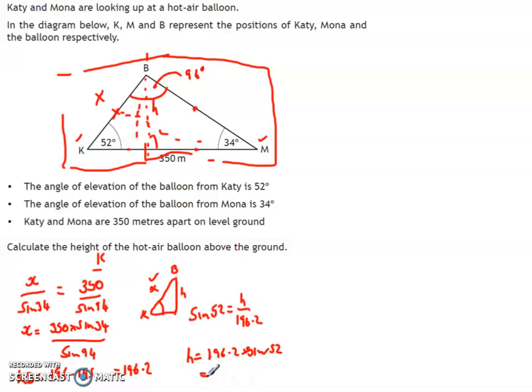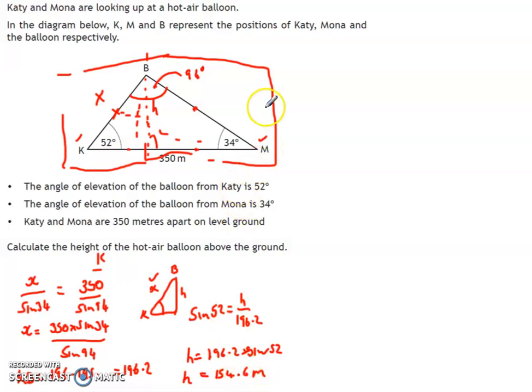Plug it into a calculator yet again, and I get 154.6 meters, rounding it to one decimal place. So using this triangle and splitting it off this way, I get a height of 154.6.